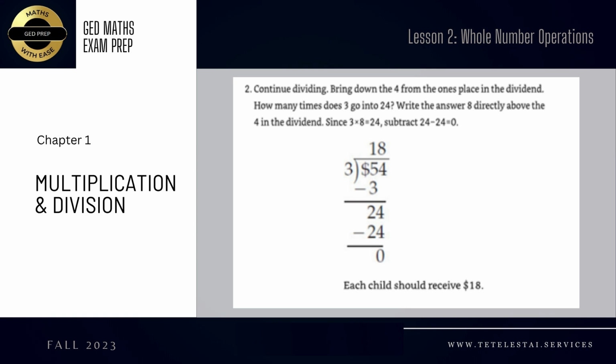Then what's next? You've got to keep dividing. So 3 times 8 is 24, right? So you subtract 24 from 24, you get 0. You have nothing left. And so you know that each child should receive exactly $18, right? With no change, equal parts, okay? Okay.